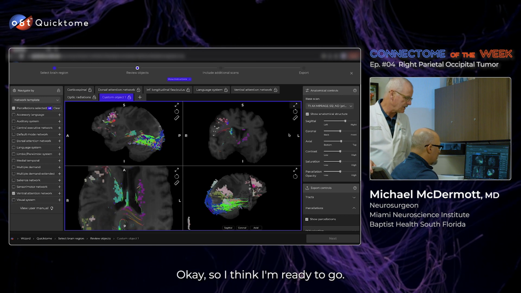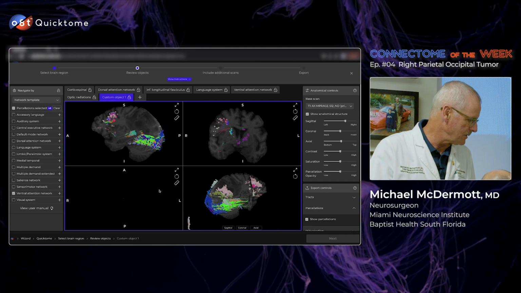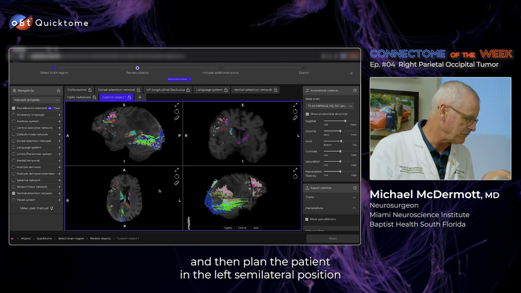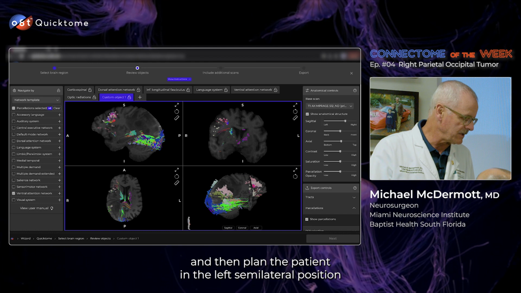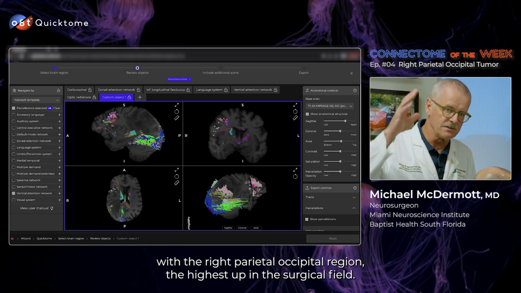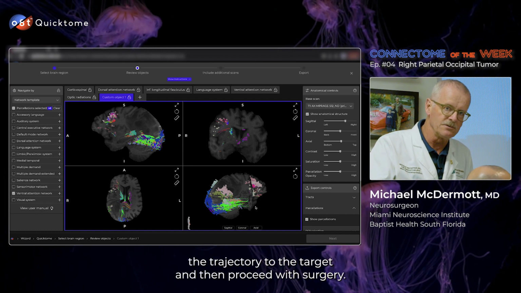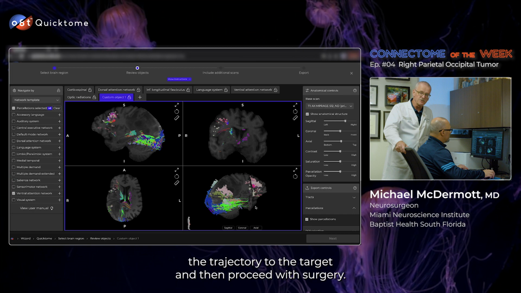Okay, so I think I'm ready to go. We'll export this information to our image-guided system and then plan the patient in the left semilateral position with the right parietal occipital region the highest up in the surgical field. We'll use image guidance to select the trajectory to the target and then proceed with surgery.